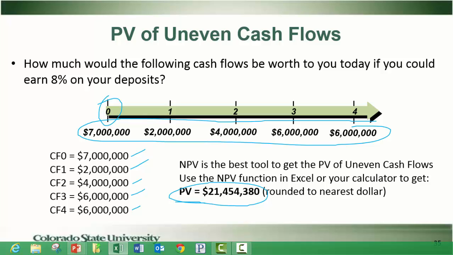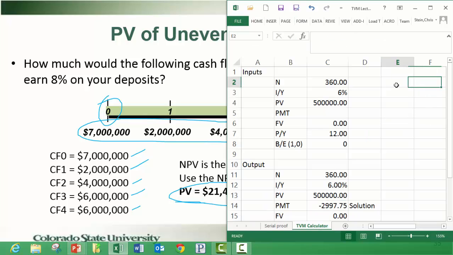So in Excel, I'm going to go off to the side here. This isn't automatically built in here, but I'm going to just show you quickly in Excel how to use the NPV function. If I line these up, if I have cash flow 0 through 4 here, I'll just type them in. 7 million, 2 million, 4 million, and 6 million twice. So this is my list of uneven cash flows.